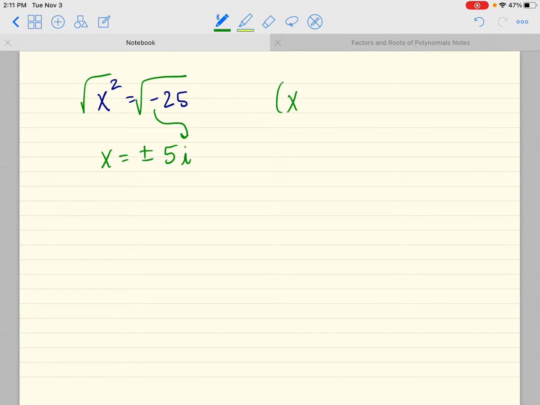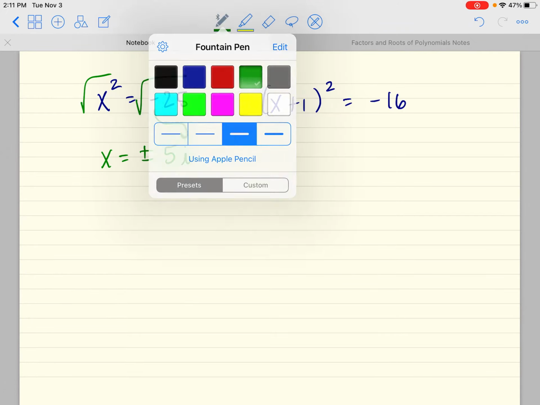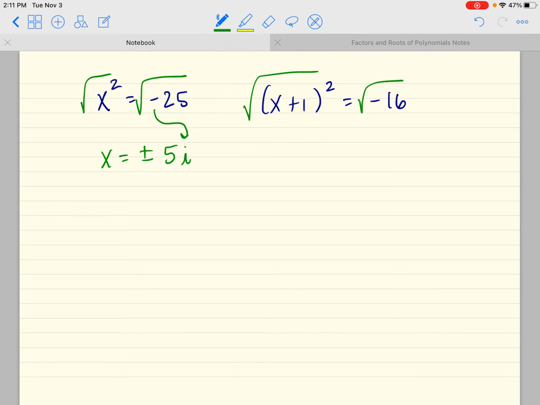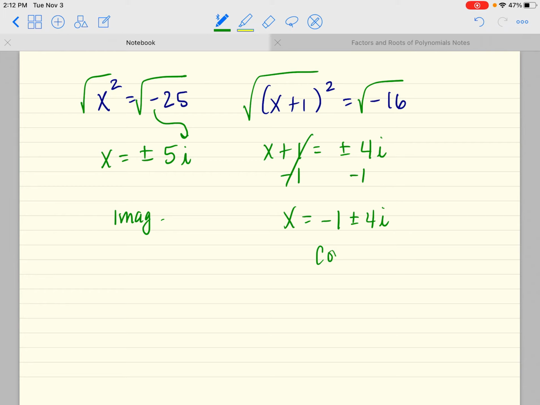Or if you were solving (x plus 1) squared equal to, let's go, negative 16, then you would do the same thing. You would square root both sides, and you would say x plus 1 equals plus or minus 4i, but this time you would have to subtract the 1 over, and since it's not a like term, you'd have negative 1 and plus or minus 4i as a separate term. So now you have 2 solutions, but this time they're complex. So these are imaginary. These are complex.